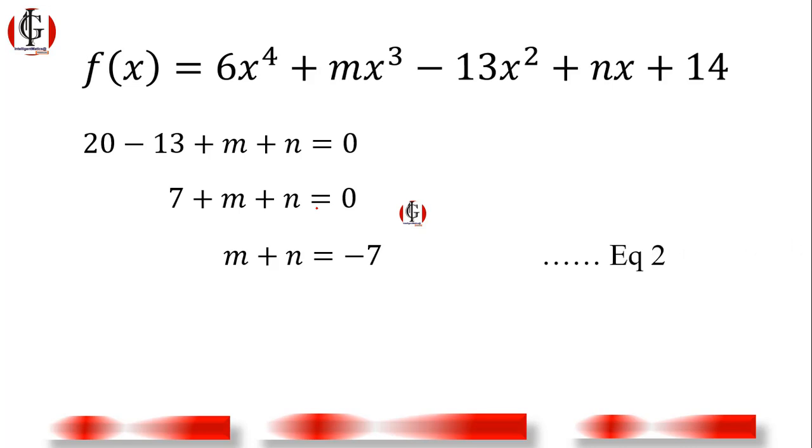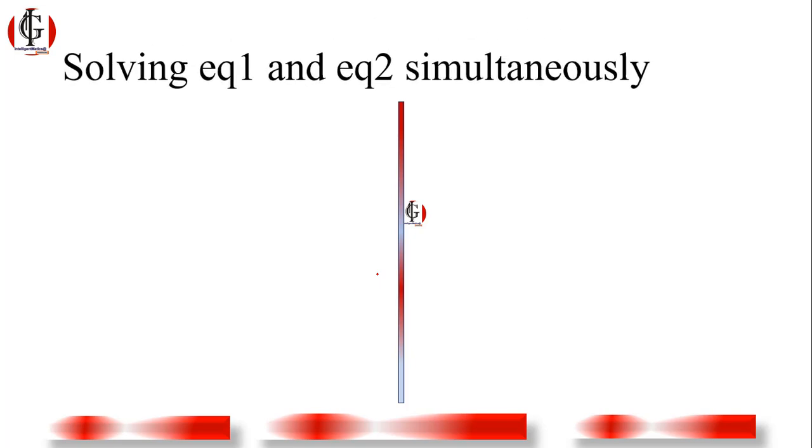So the two factors have given me equations in terms of m and n. The first one was 8m plus 2n equals 58. And now equation 2 is giving me m plus n equals minus 7. So let's solve equation 1 and equation 2 simultaneously.